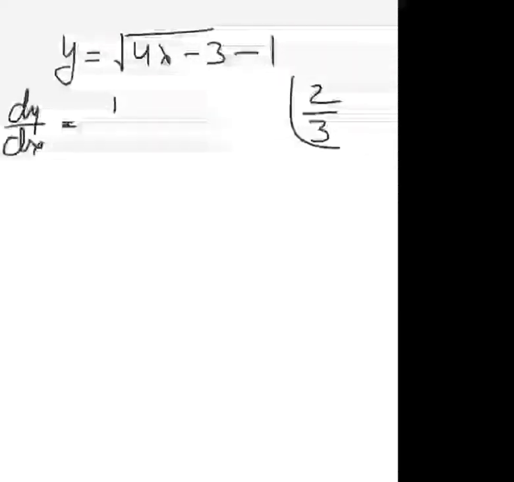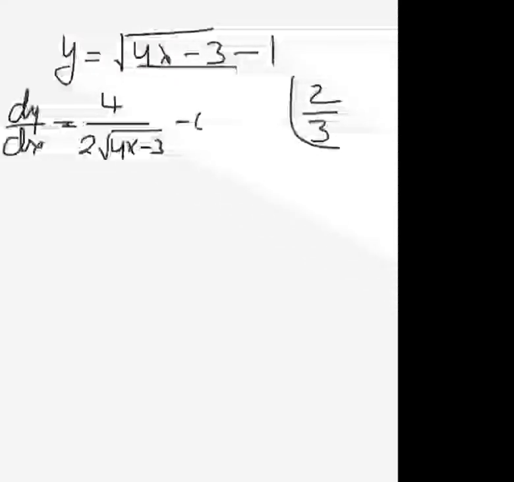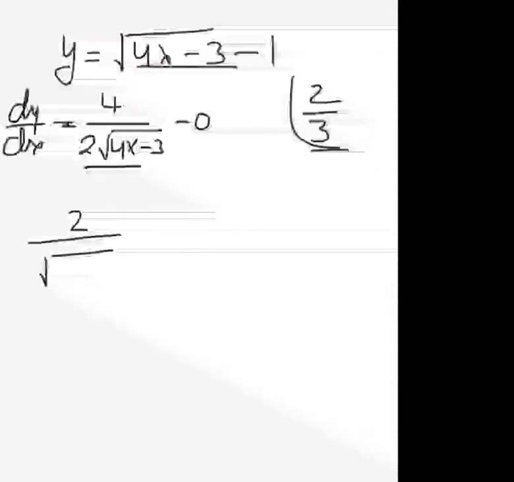1 by 2 under root 4x minus 3. Now the differentiation of 4x will be 4, minus 3 will be 0. Now this will be the slope of the tangent, which is given to us as 2 by 3. So the slope in both cases will be equal. So 4 by 2, directly I'm writing, 2 upon under root 4x minus 3 equals 2 by 3.